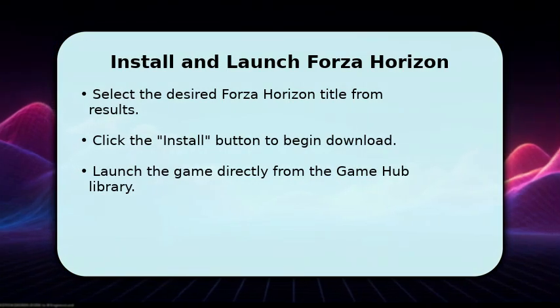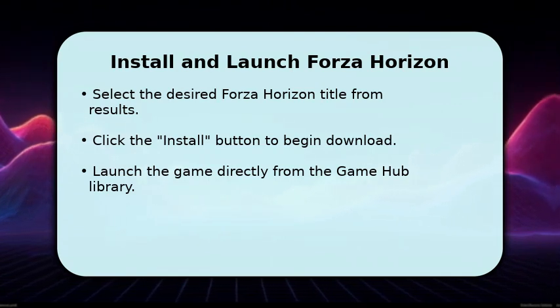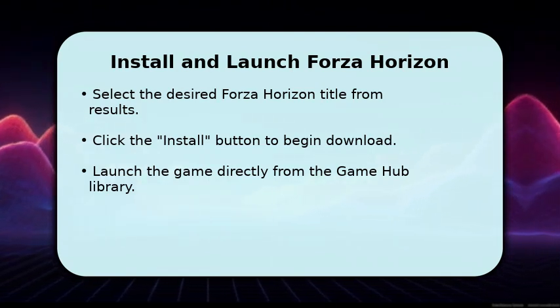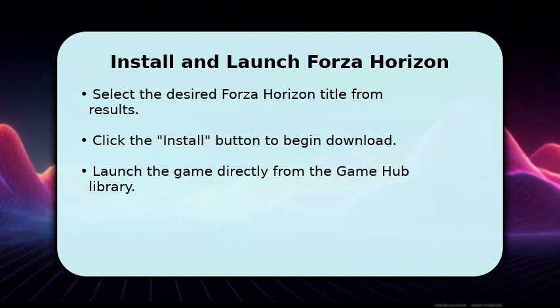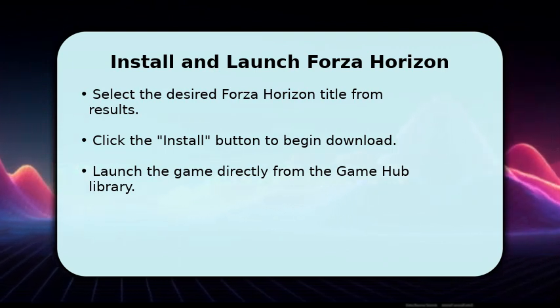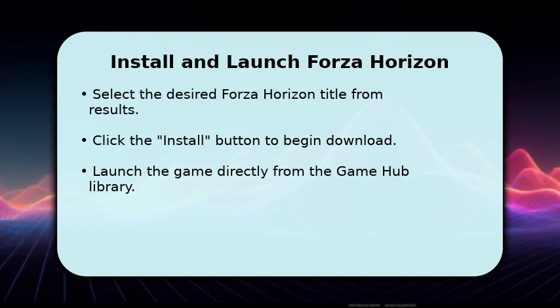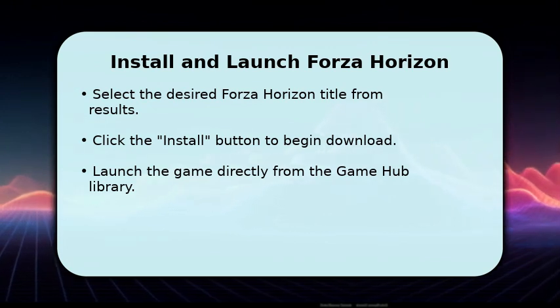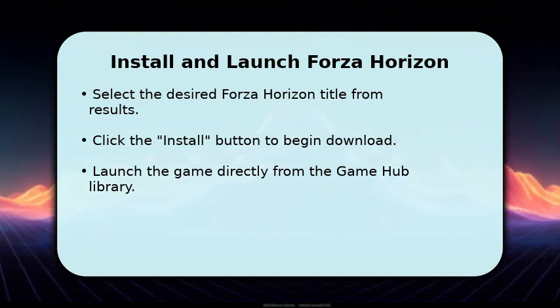After finding Forza Horizon, select the specific title you wish to play from the search results. You'll then see an Install button. Click this to start the download and installation process. The game's size can vary, so ensure you have sufficient storage space. Once installed, you can easily launch Forza Horizon directly from your GameHub library, ready for an immersive driving experience.